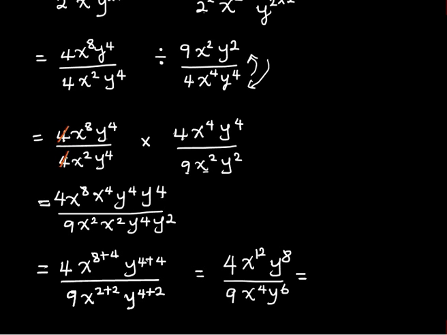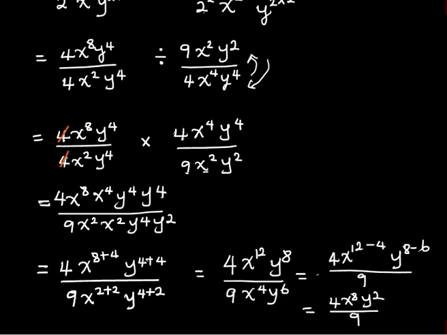so that we can get 4 x to the power of 12 minus 4, then y to the power of 8 minus 6 divided by 9. So we will get 4x to the power of 8 y to the power of 2 divided by 9. So that becomes our final answer.